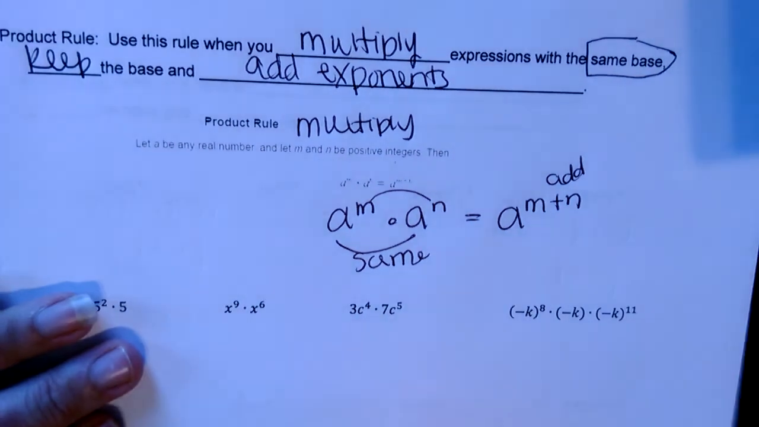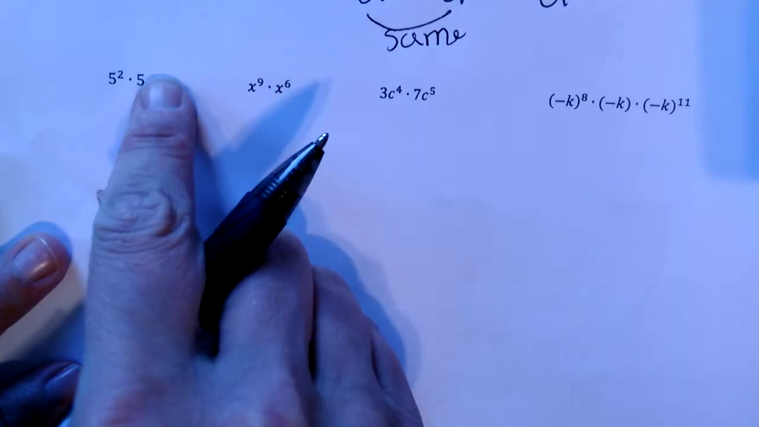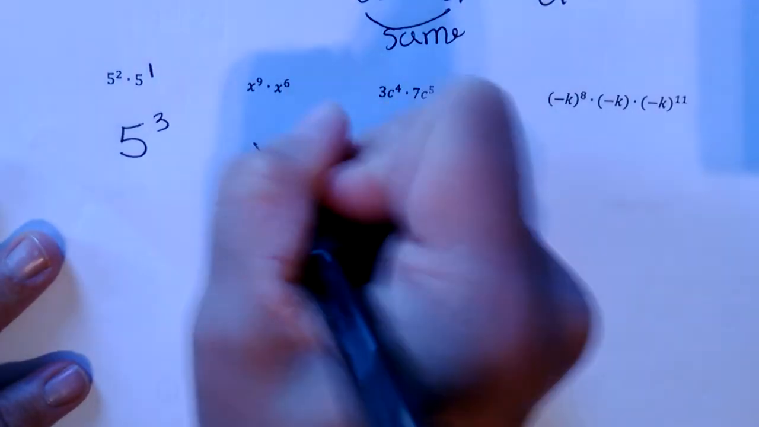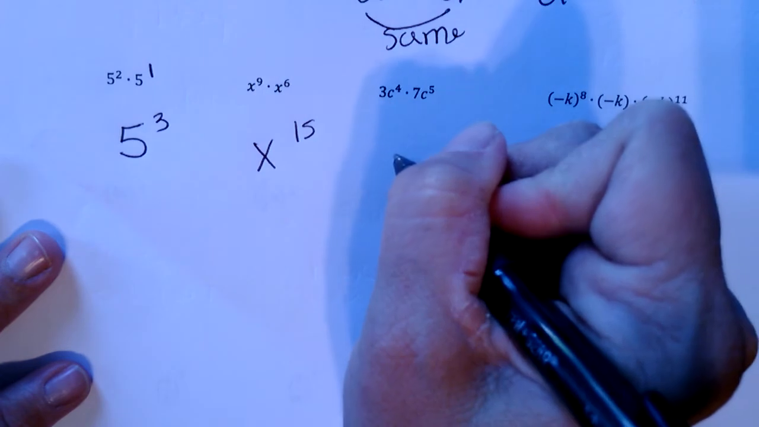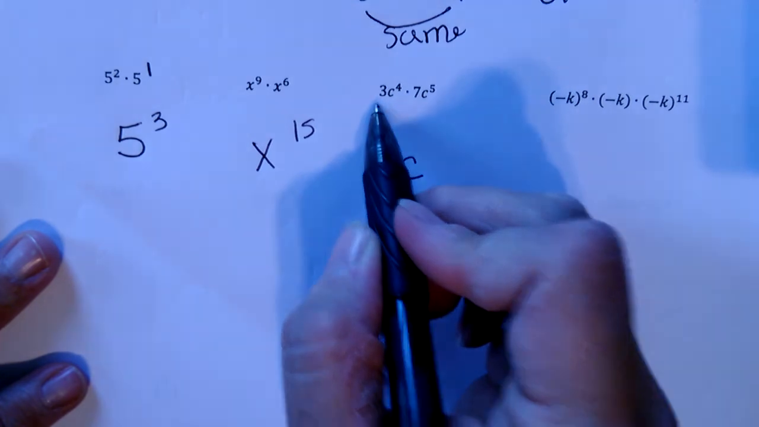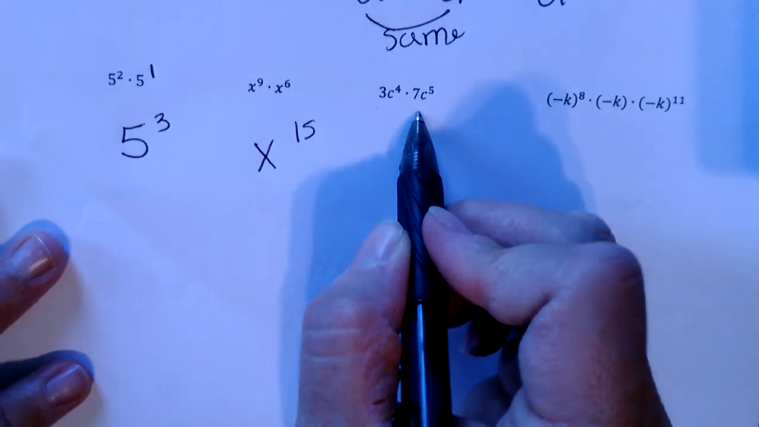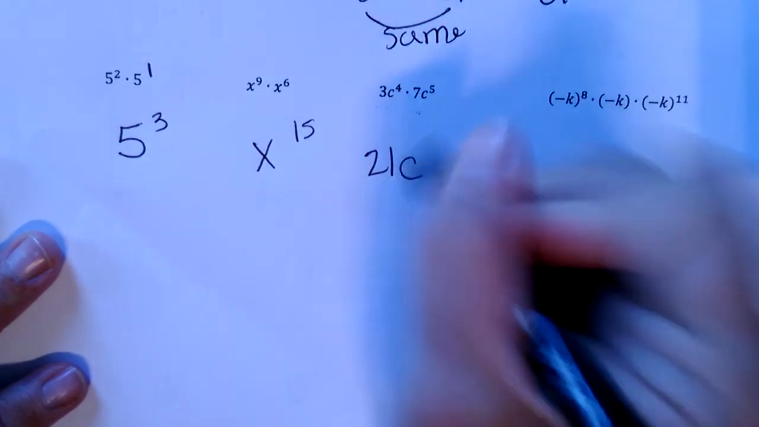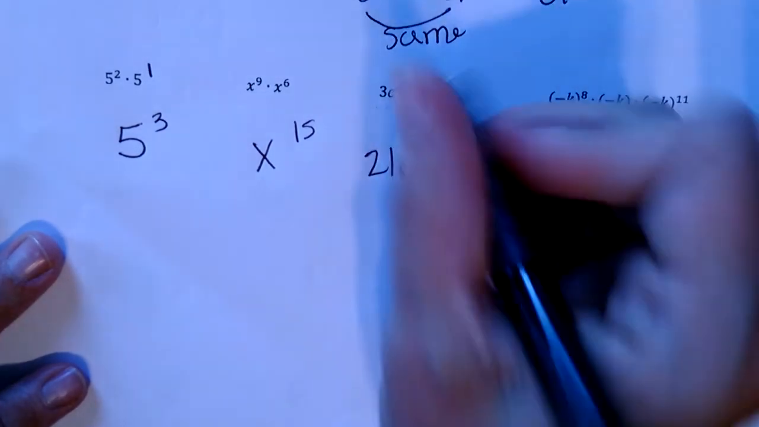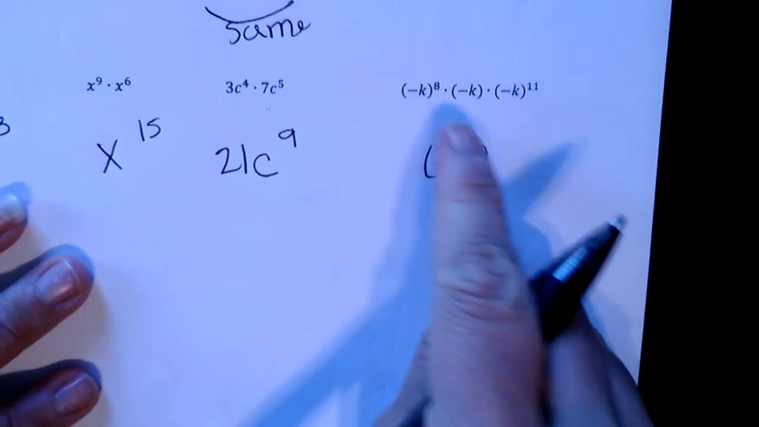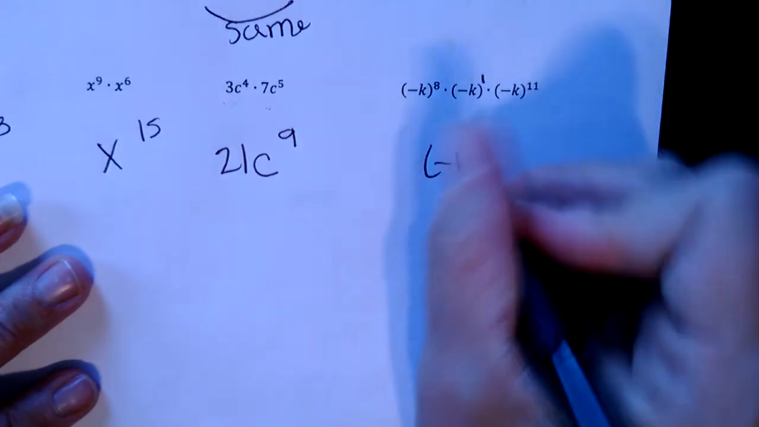So keep your like base. Understand if there's no printed exponent, like here, there's a 1. So keep your base, 2 plus 1 is 3. Keep your base, 9 plus 6 is 15. Keep your base. Your base is C. Those coefficients do multiply together. So we've seen a little bit of that multiplication with the coefficients and the variables, but 3 times 7 is 21. Keep your base C. Add your exponents, 4 and 5 is 9. Keep your base of negative k. You've got 8 plus 1 is 9. 9 plus 11 is 20. So that's what those will look like.